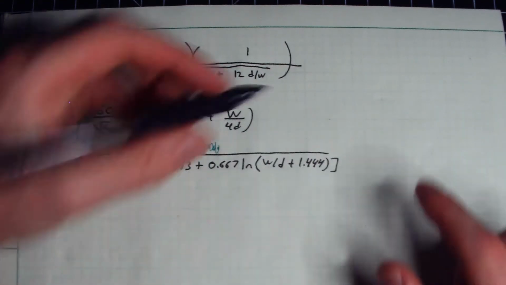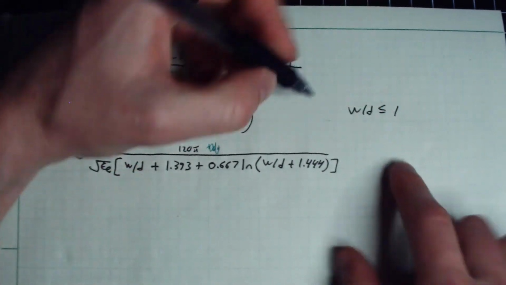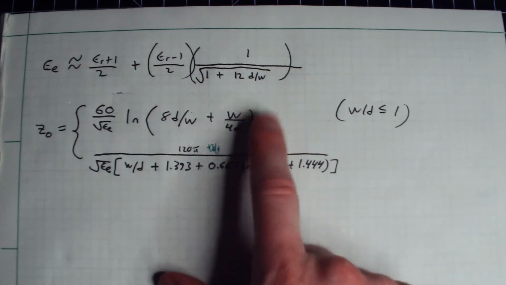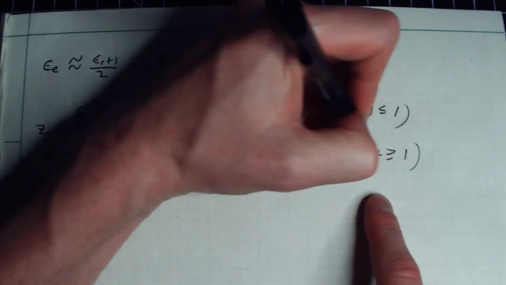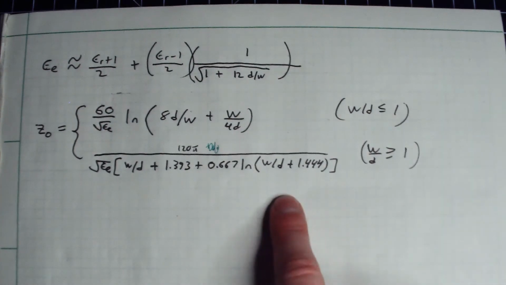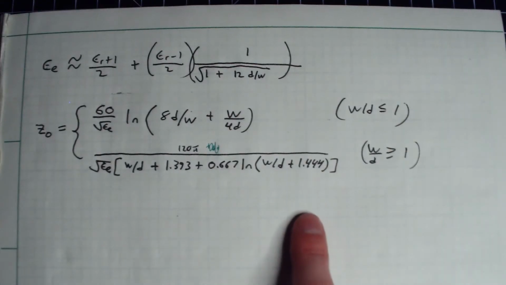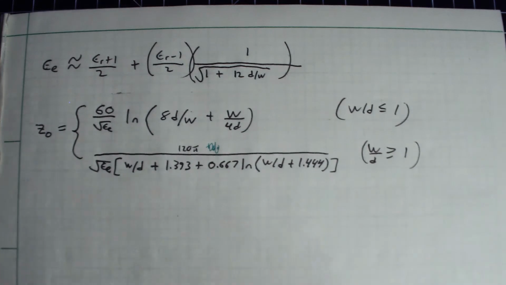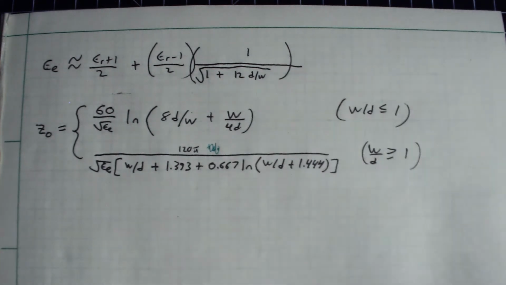And this is a piecewise function. So when w over d is less than or equal to 1, you use this expression. And then when w over d is greater than or equal to 1, you use this expression here, and they'll kind of fit into each other nice and neat. So again, this is an empirically derived formula. The book gives some references to how that was done. And you can just take it on faith. This will generally work for most situations well enough.